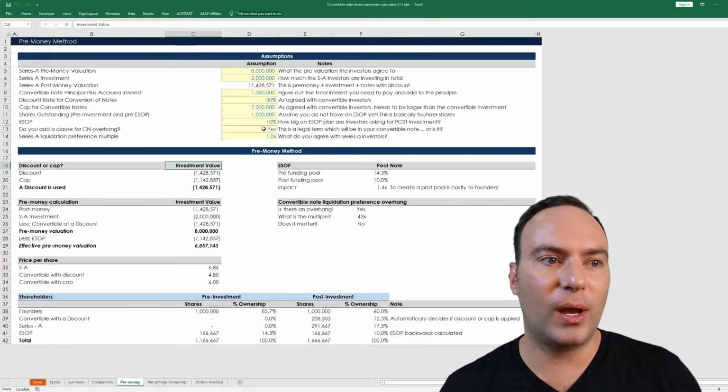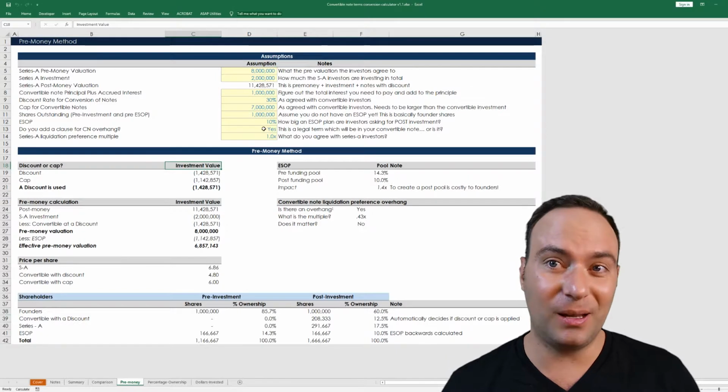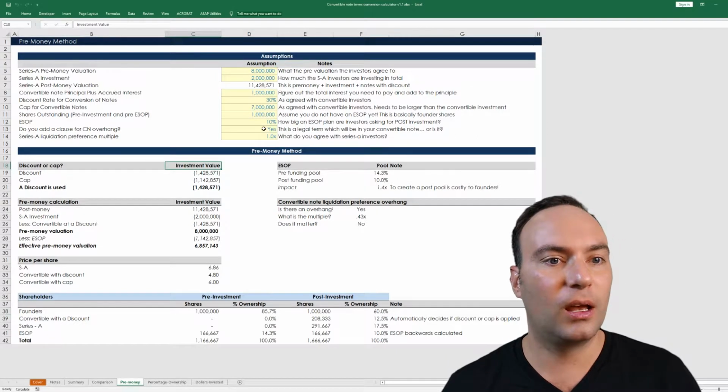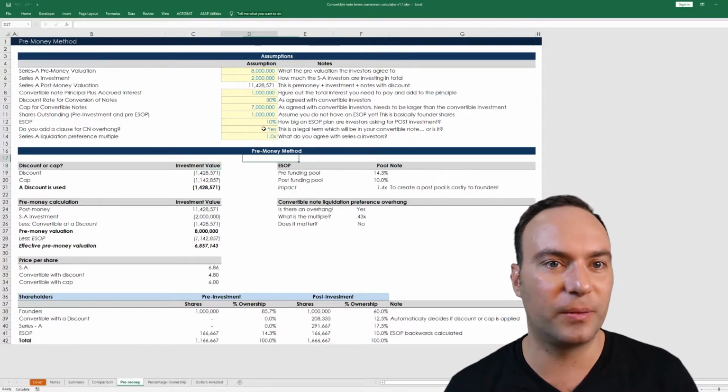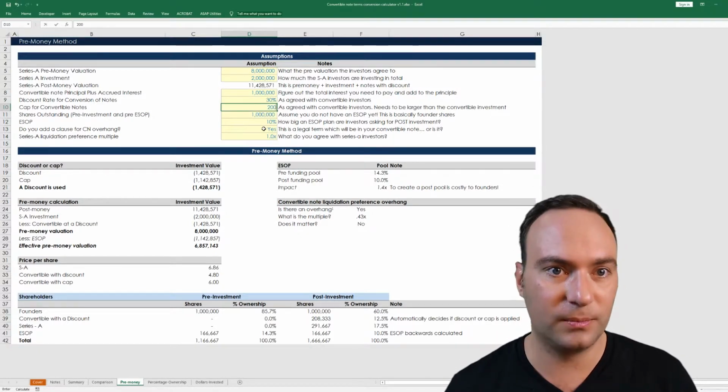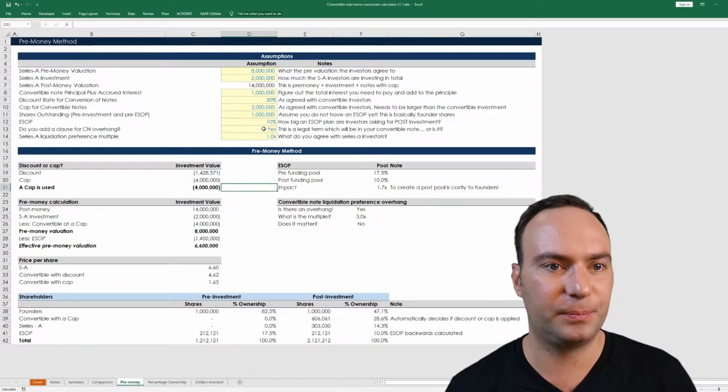So when you have a discount and a cap, investors basically get to choose which one is more advantageous for them. So you'll see here that the discount is being used, but if we have a cap of say 2 million, the cap would be used, right?